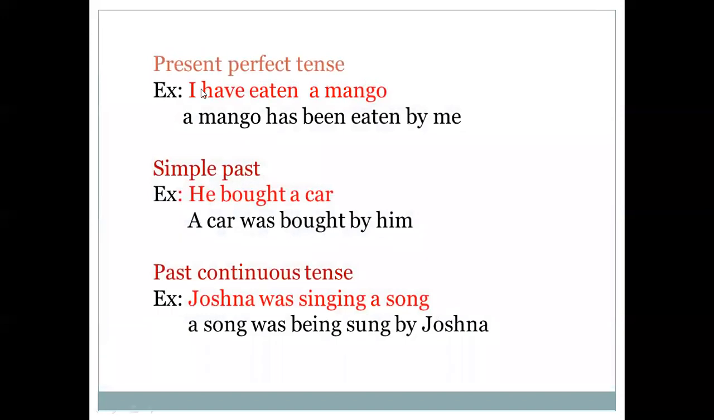And present perfect tense. I have eaten a mango. A mango has been eaten by me. And if it is in simple past, he bought a car. A car was bought by him. Past continuous, Joshna was singing a song. A song was being sung by Joshna.